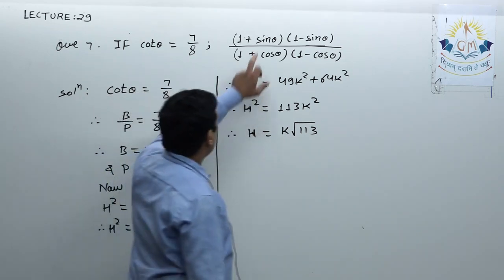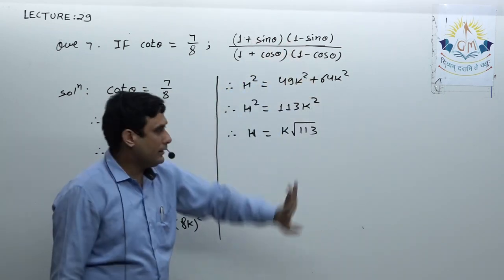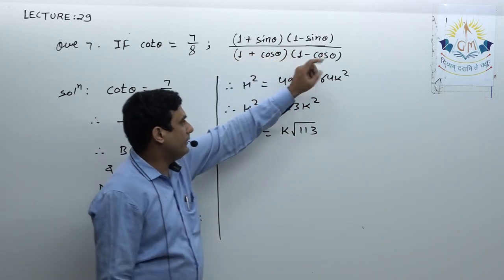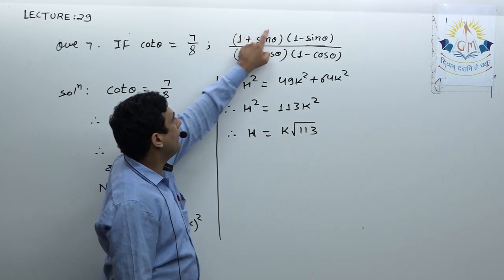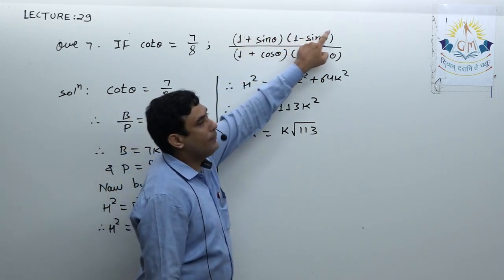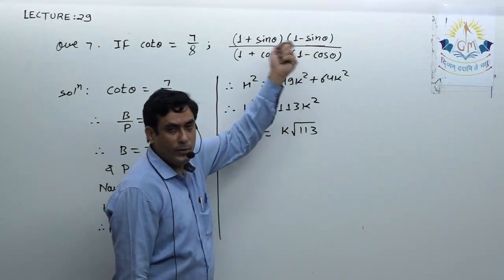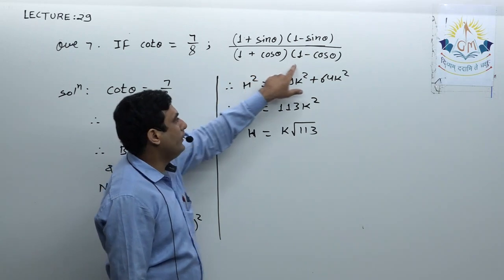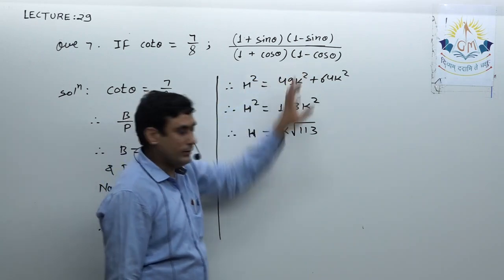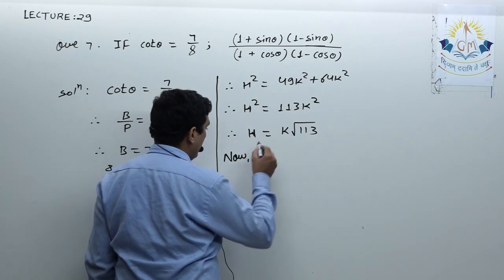Now what we need to find is 1 plus sine theta, 1 minus sine theta. You can directly put the value of sine theta, but if you observe carefully, this says a plus b and this says a minus b. So here I can say it is a square minus b square, that is 1 minus sine square theta. Similarly in the denominator, 1 minus cos square theta. So before that I will find the value of sine theta and cos theta.